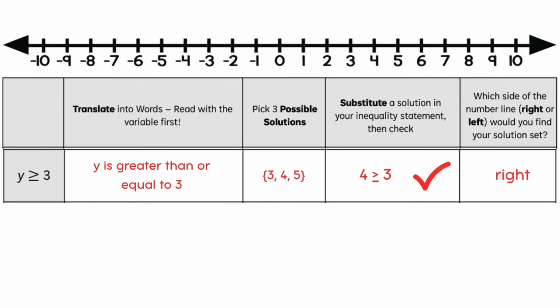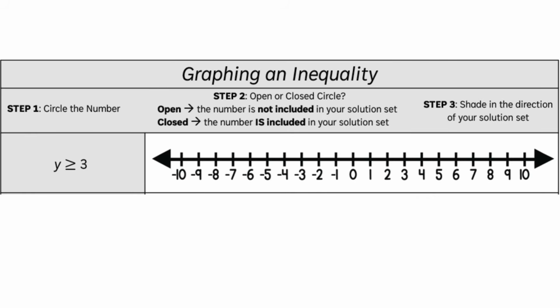Now let's take our y is greater than or equal to 3 inequality and let's graph it. So when graphing your inequalities, you have 3 steps. Step 1, circle your number. Step 2, is the circle going to be open or closed? Circle is open if the number that you are referring to is not a solution.